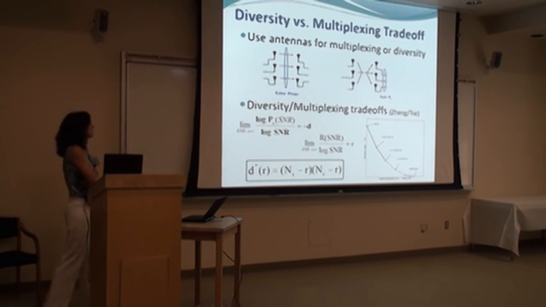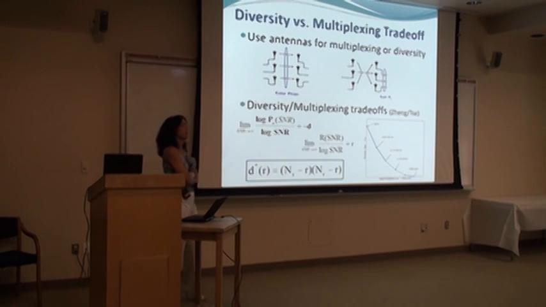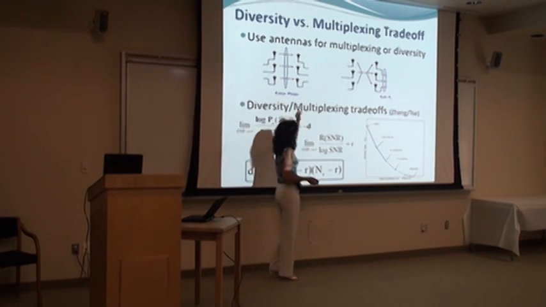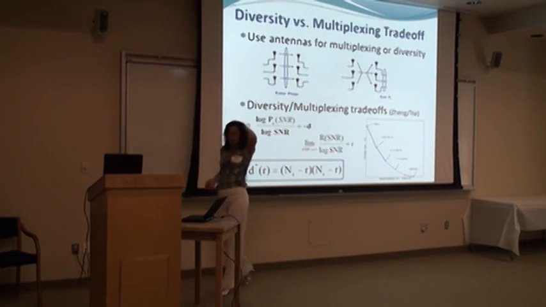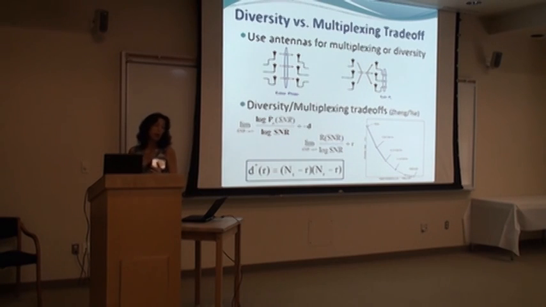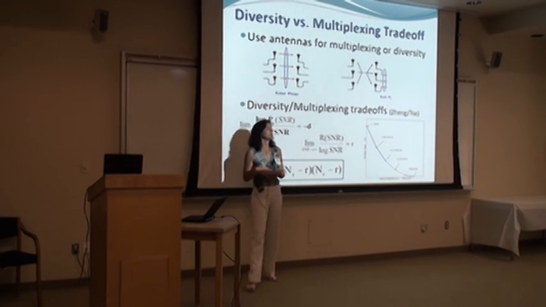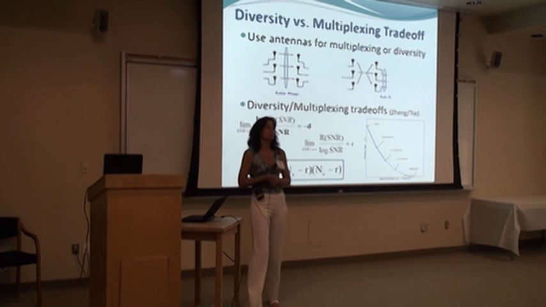MIMO systems are extremely powerful. They're used in every modern wireless communication system. And the reason is because of having multiple antennas. MIMO stands for multiple input, multiple output. It means you have multiple antennas at the transmitter and the receiver. And you can use those multiple antennas in different ways. So by doing a singular value decomposition on the MIMO channel, you basically get multiple signaling dimensions. These are also referred to as degrees of freedom.